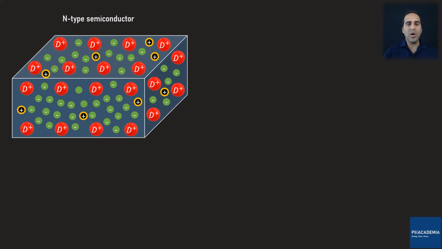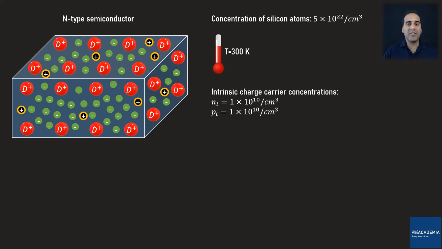I start from an N-type doped silicon semiconductor, and then I cover P-type doped silicon. Here is an N-type doped silicon bulk. Just as a reminder, the concentration of silicon atoms in general is 5 times 10 to the power of 22 per centimeter cube. At room temperature, we already calculated the intrinsic charge carrier concentrations for both the electrons and holes. They are 1 times 10 to the power of 10 per centimeter cube.